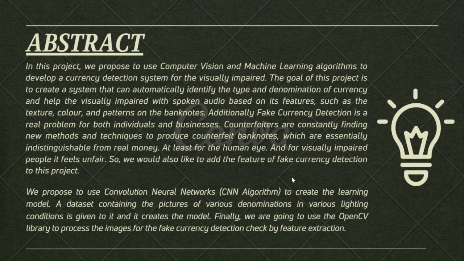And for visually impaired people, it feels really unfair. So we would like to add the feature of fake currency detection to this product. So what we propose is to use CNN algorithm, which is very good at classifying images. A dataset containing the pictures of various denominations in various lighting conditions is given to it, and it creates a model. Finally, we are going to use the OpenCV library to process the images for fake currency detection, and check for feature extraction.